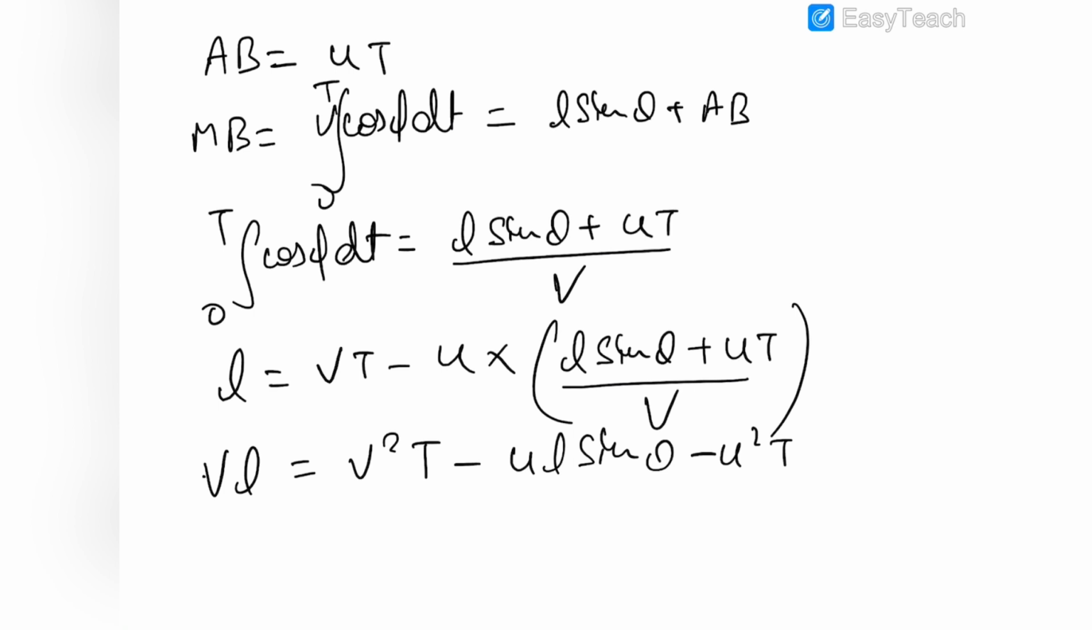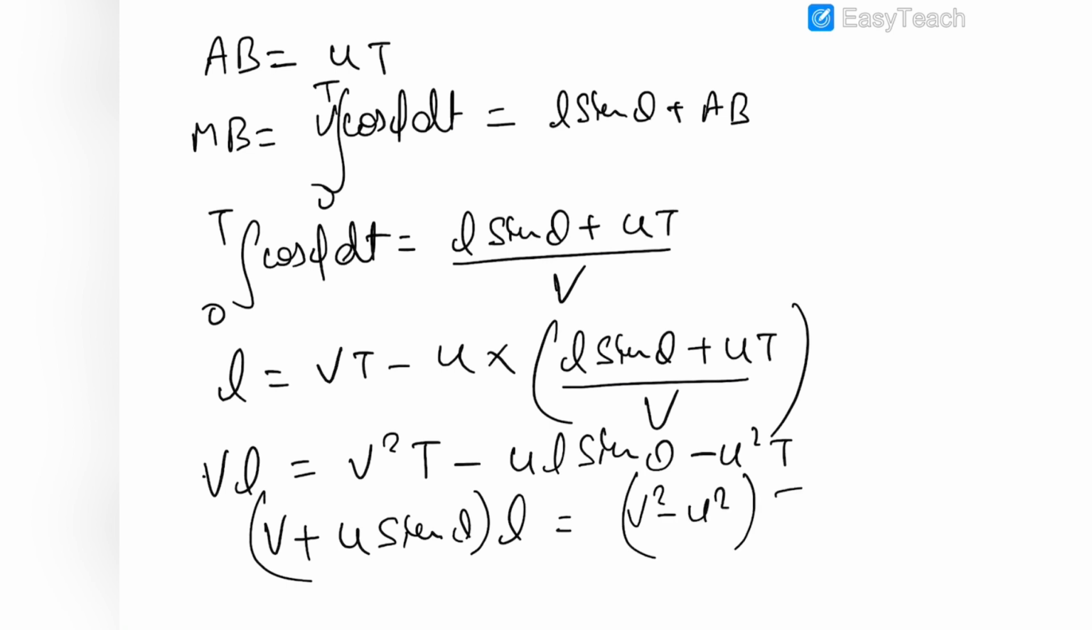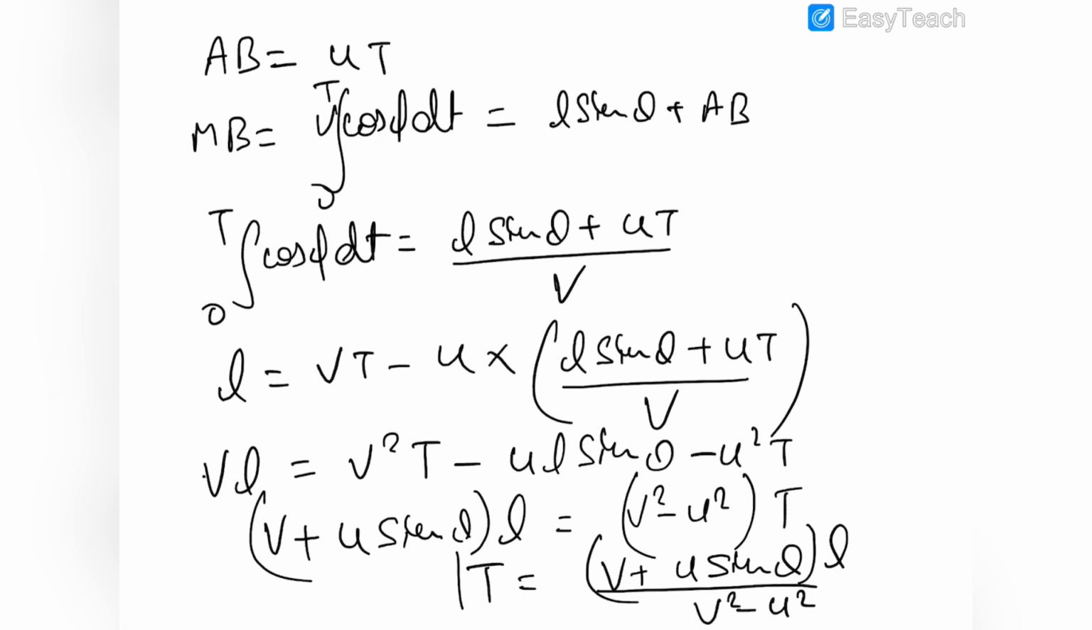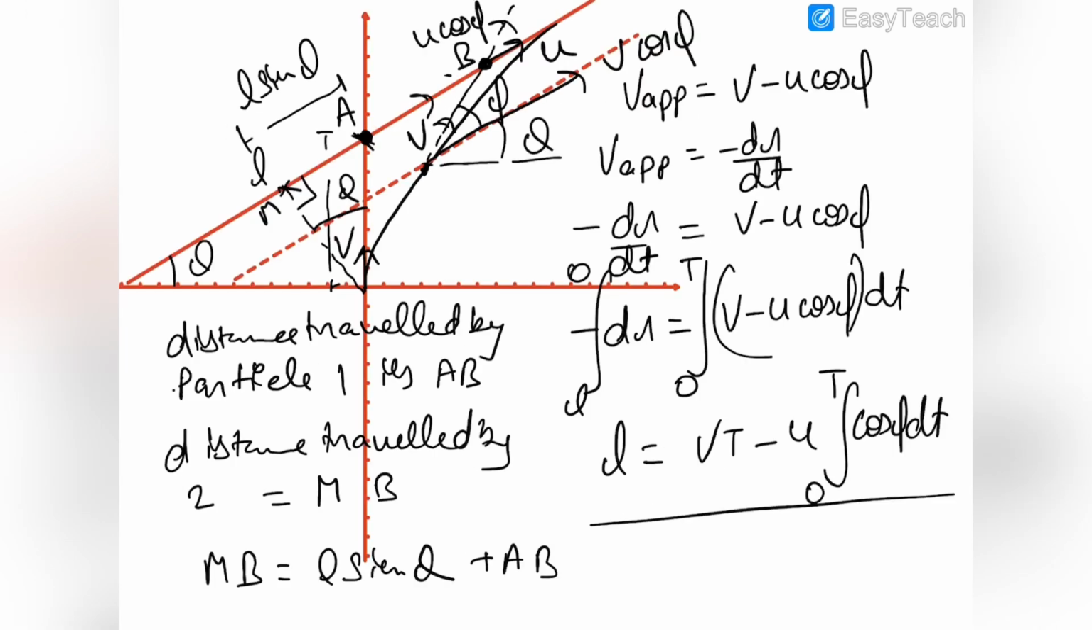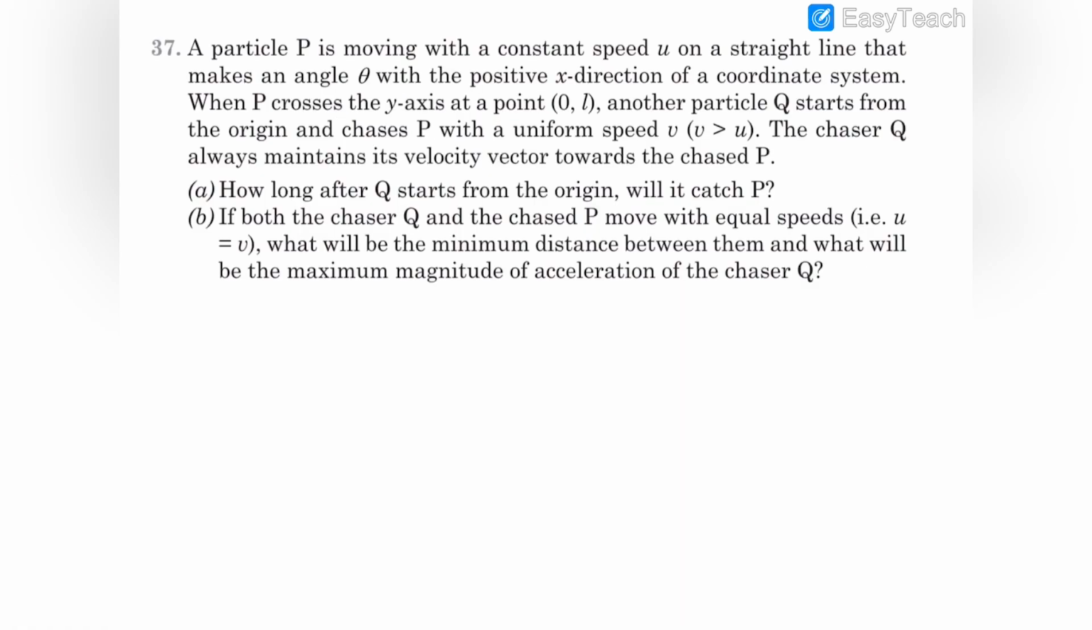So (V plus U sin theta) into L is equal to (V square minus U square) into T, and T is equal to (V plus U sin theta) into L divided by (V square minus U square). So this is the time taken by this particle to chase down the first particle. Now let us move on to the third part of this question.